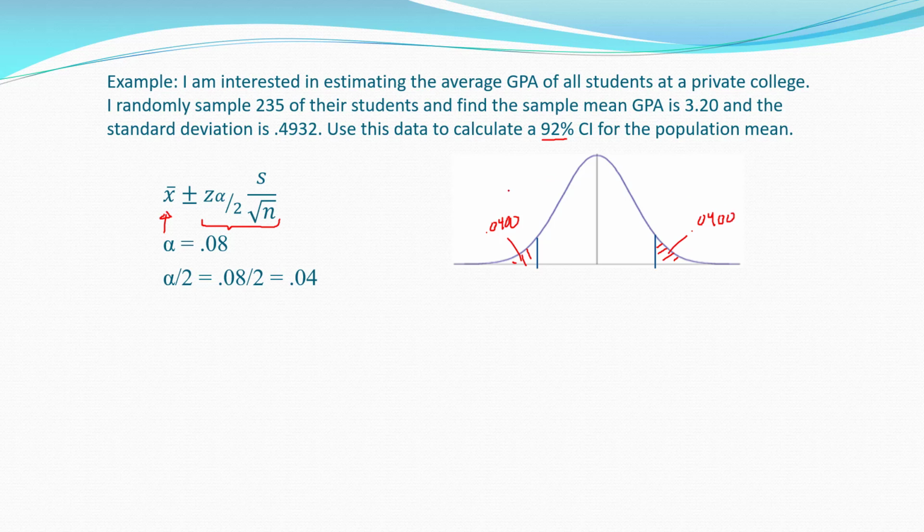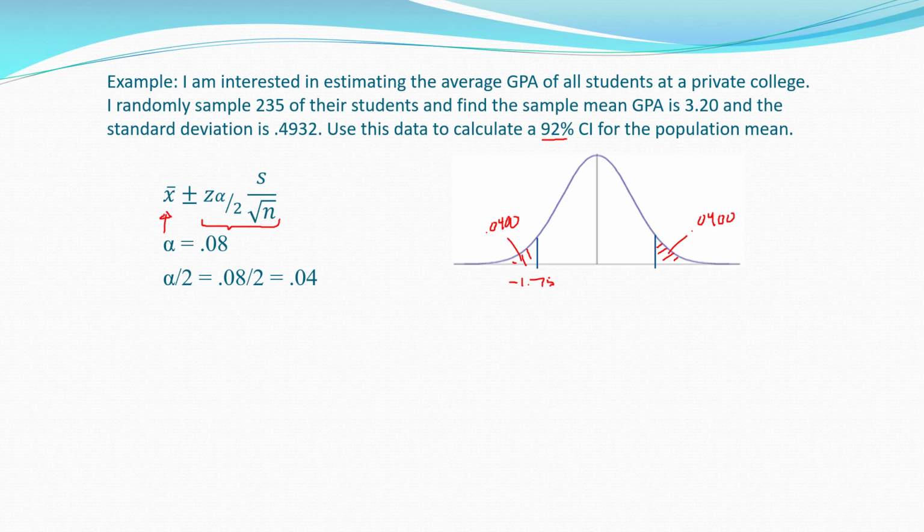And so now you go to the z-table, and you try to find a z-value that has 0.0400. If I remember correctly, when I look up in my z-table and try to find 0.0400, I don't see it. I see 0.0401, which is really close. I'm going to use that. And that's the z-score, negative 1.75.